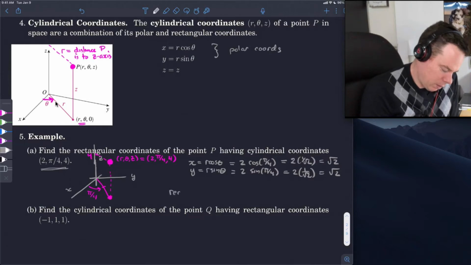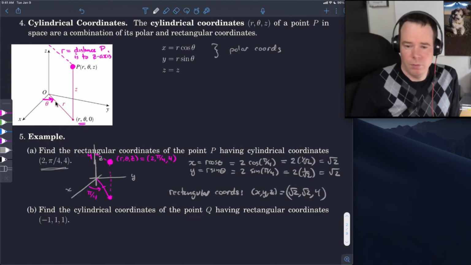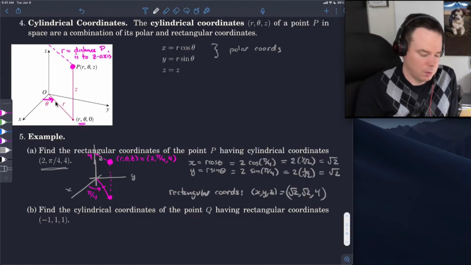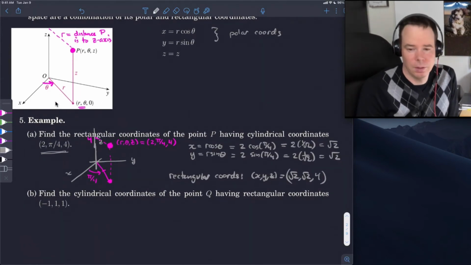and therefore our rectangular coordinates are given by x, y, z equal to root 2, root 2, and 4. So that's how we get from our cylindrical coordinates to our rectangular coordinates.